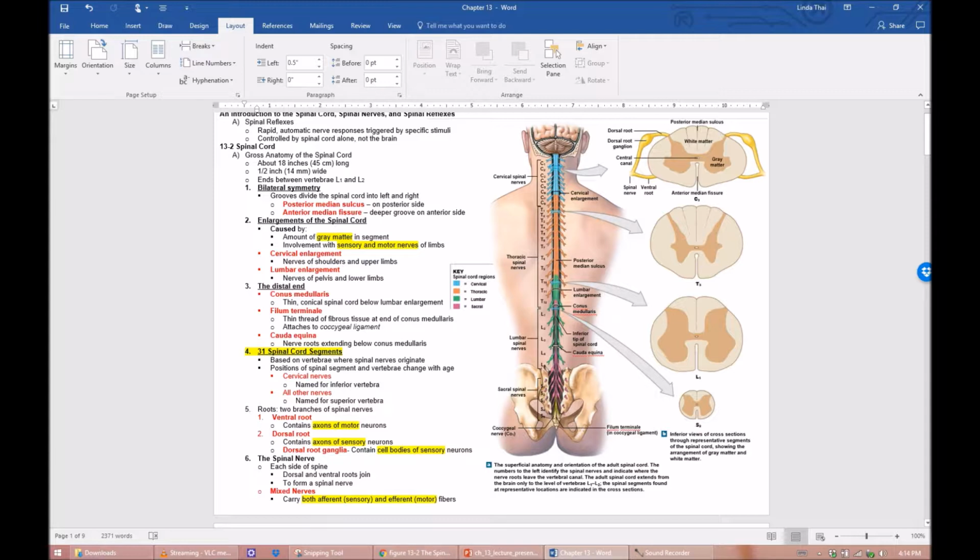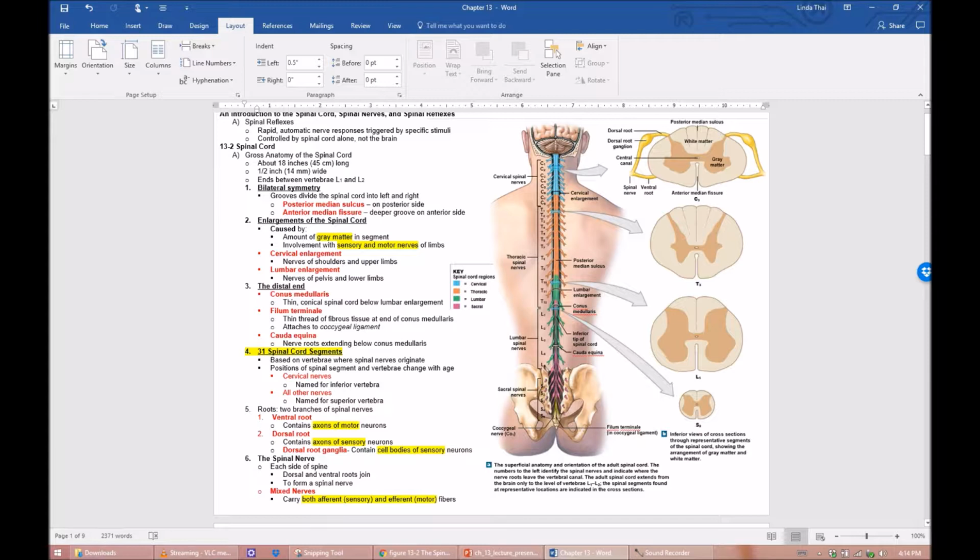We have 31 spinal cord segments, and we have 5 spinal cord regions: the cervical, thoracic, lumbar, sacral, and coccygeal. The spinal cord segments are based on the vertebrae where spinal nerves originate. So the positions of the spinal segments and vertebrae change with age.